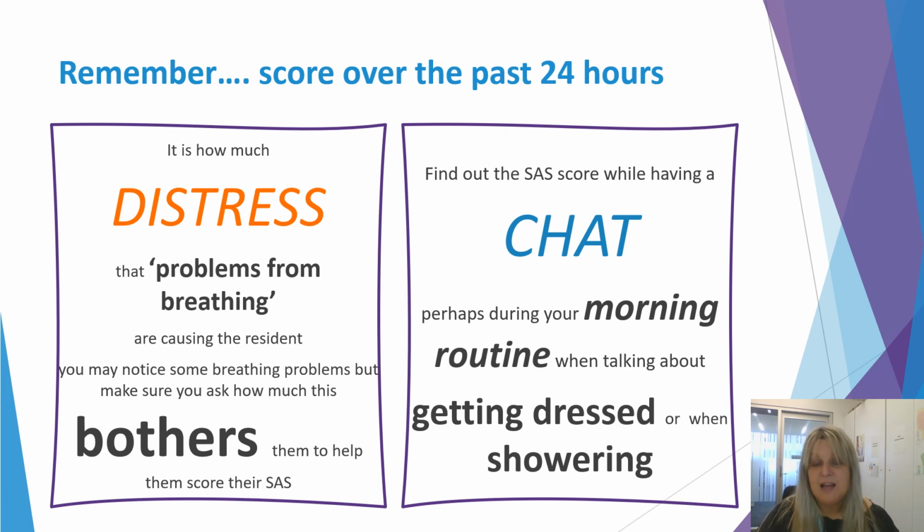Talk to the resident. A good time to talk to them about this would be in the morning when you're getting them ready for the day, maybe when you're getting them dressed or when you're showering them, or walking them down to breakfast. If they appear to be short of breath in any way doing any of these activities, that is the perfect time for you to be able to say, I notice you are a bit short of breath. I notice you have a bit of problem with your breathing. How much does that worry you? Does that distress you? Does that bother you? And that is a great way to get accurate information about this symptom from the resident.